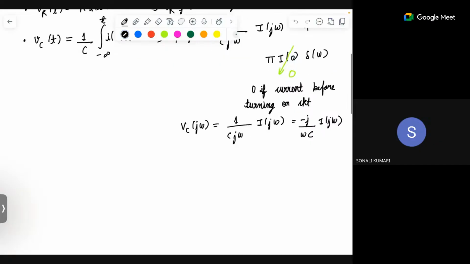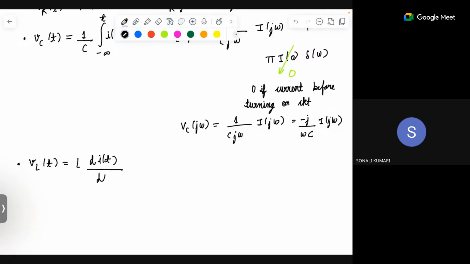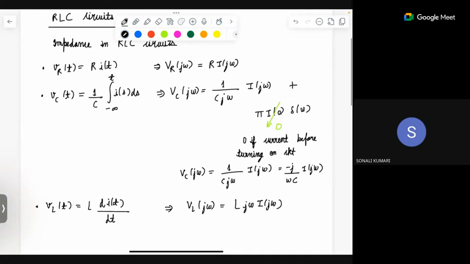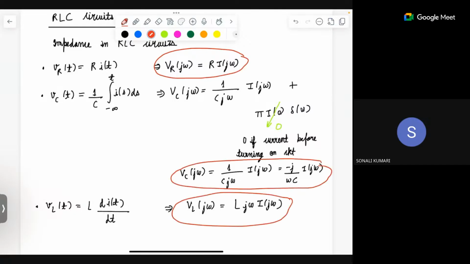Okay, now let us write the same for the inductor. The voltage for the inductor is L di by dt. Now let us write it in the Fourier domain. So I will have V_L(jω) is equal to L times jω I(jω). For the derivative, jω comes in the Fourier transform. So I have these.